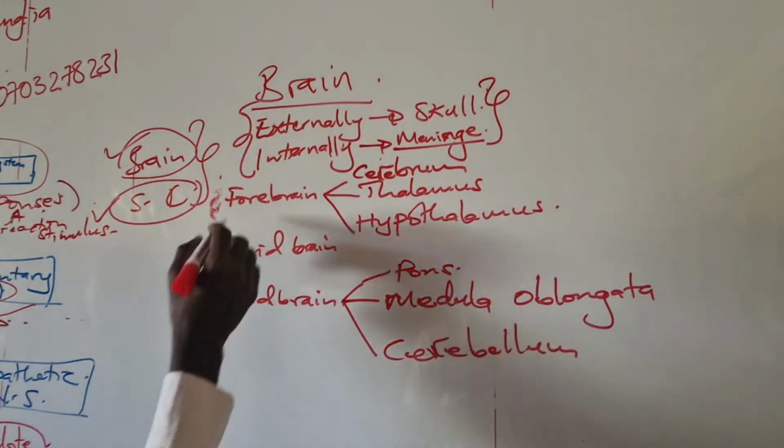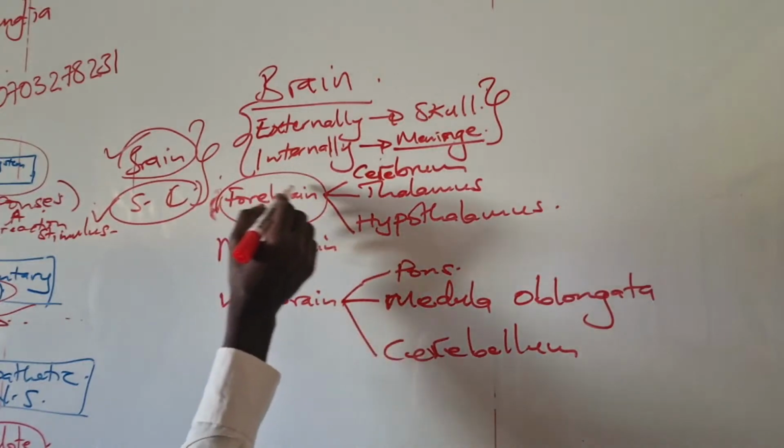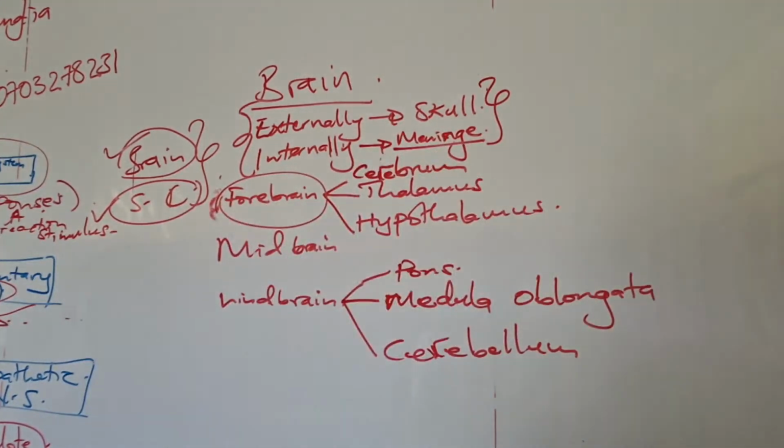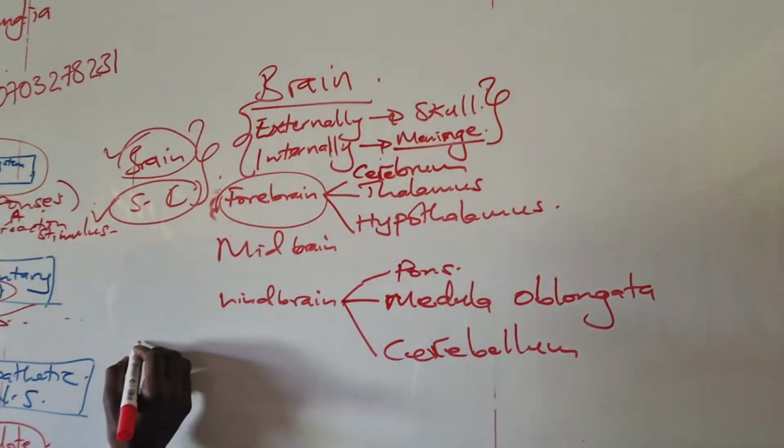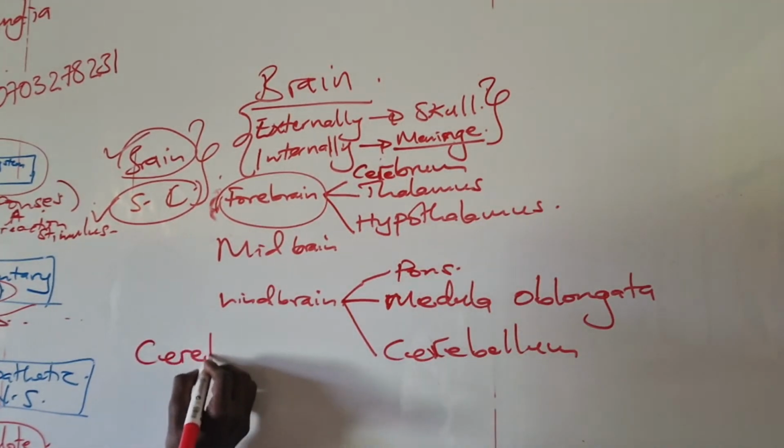We are going to look at the function of each of these parts in detail, and what happens when these parts are damaged. Let me think we are following and preparing the questions. Let's start with the cerebrum.